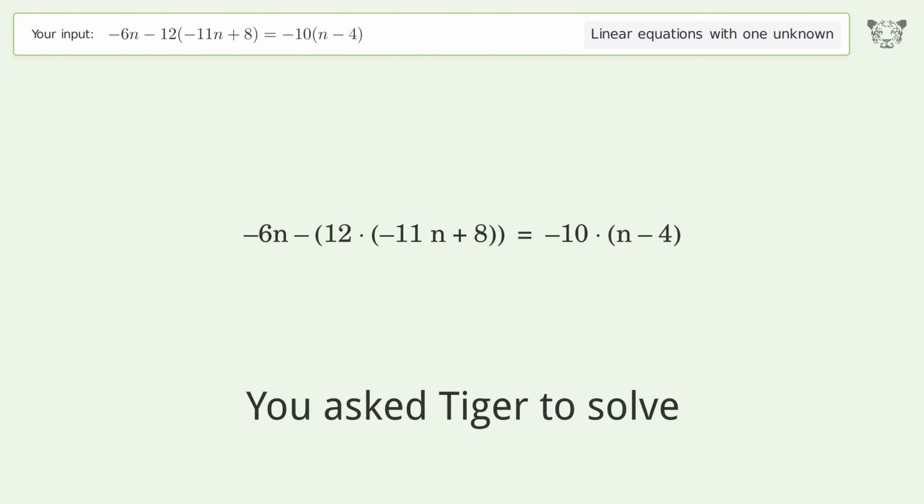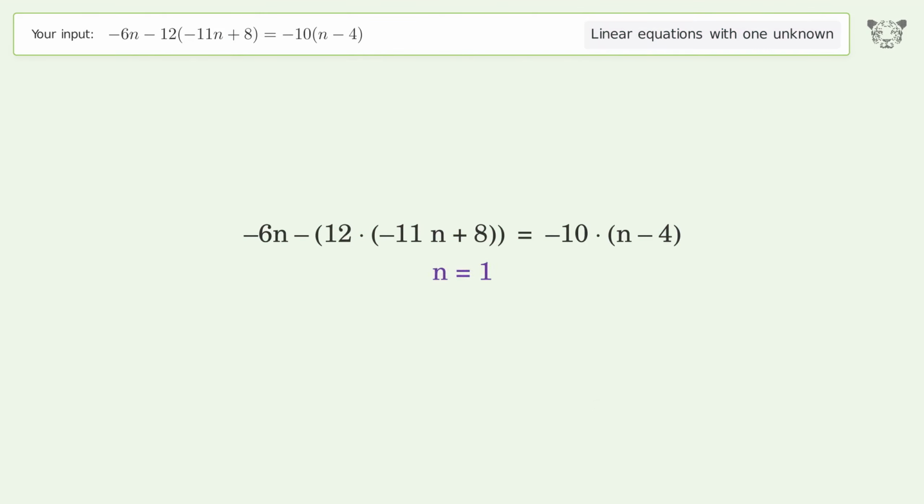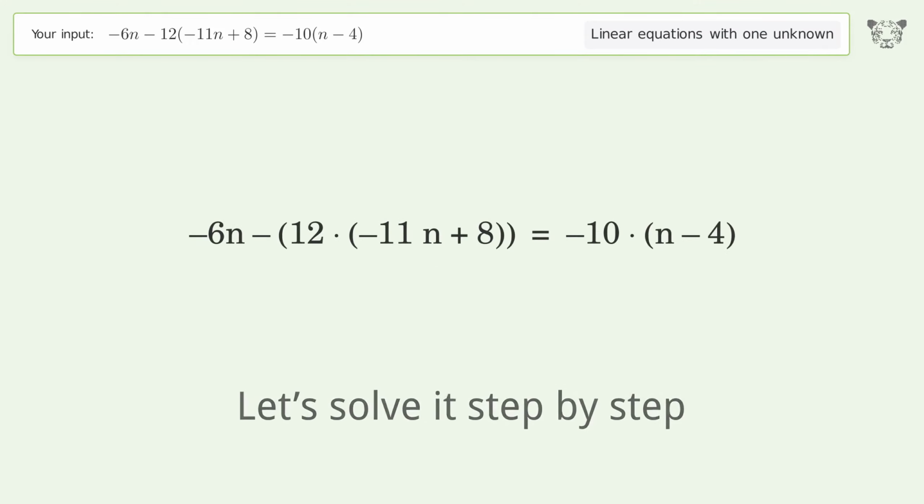You ask Tiger to solve this. This deals with linear equations with one unknown. The final result is n equals 1. Let's solve it step by step.